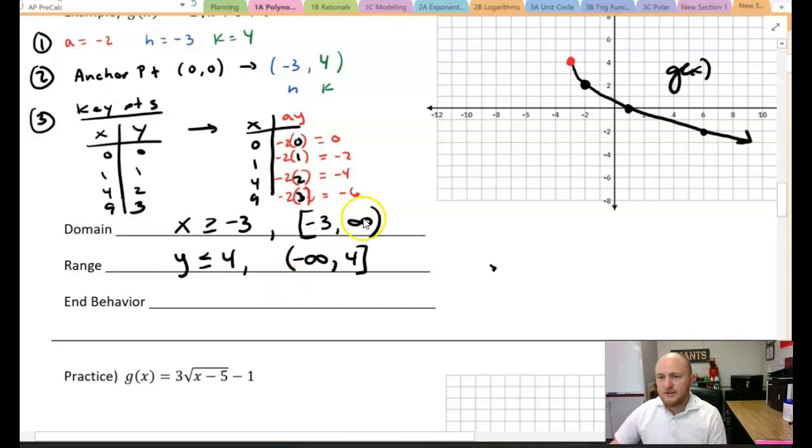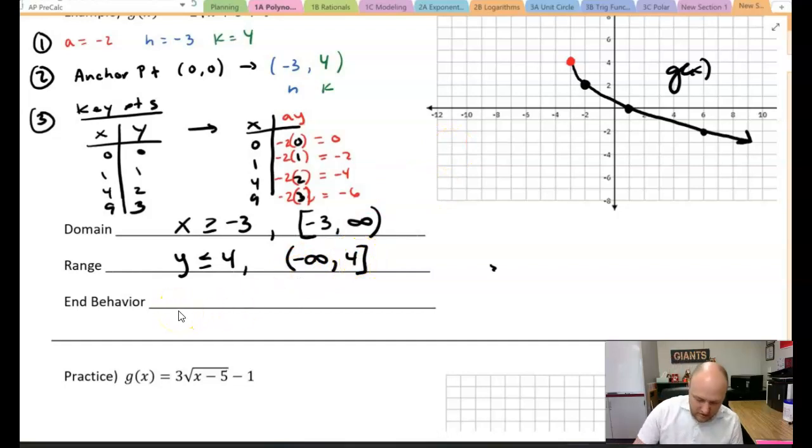Notice I always use parentheses on the infinities. I'm using brackets here on the endpoints because I'm including that point. And I always put them in order. So it's -infinity to 4. All my y values are from -infinity to 4. If you put 4, comma, -infinity, that's wrong. It must be lower value first and then upper value for interval notation.